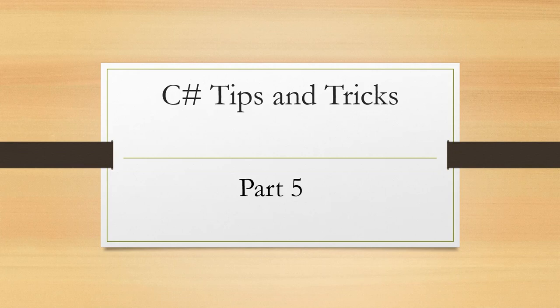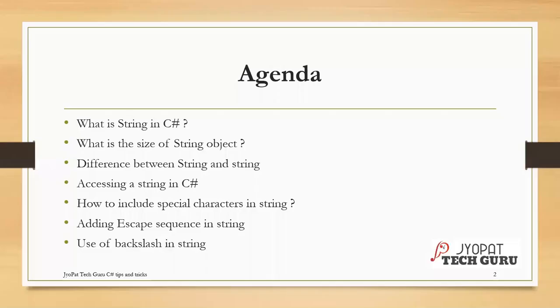In today's session, we are going to discuss C# tips and tricks. We are going to have a discussion regarding strings. So what is a string in C#? What is the size of the string object? Difference between capital String and small string. Accessing a string in C#. How to include special characters as well as escape sequences, and how to use the backslash in the string. Let us start the discussion.